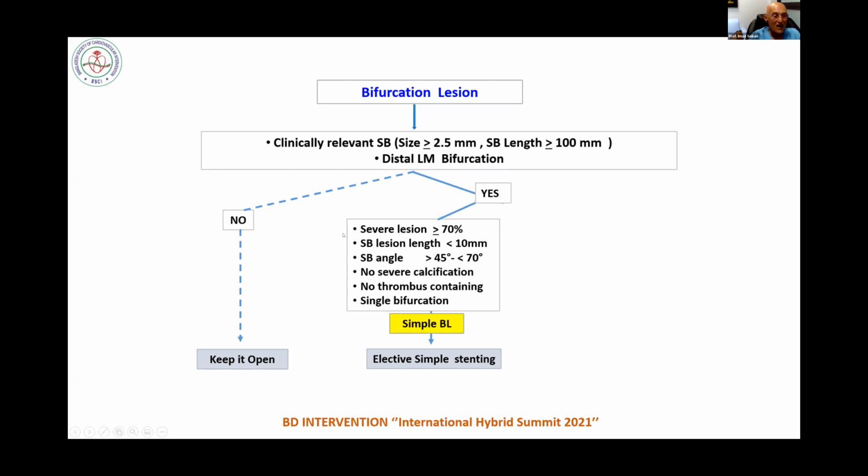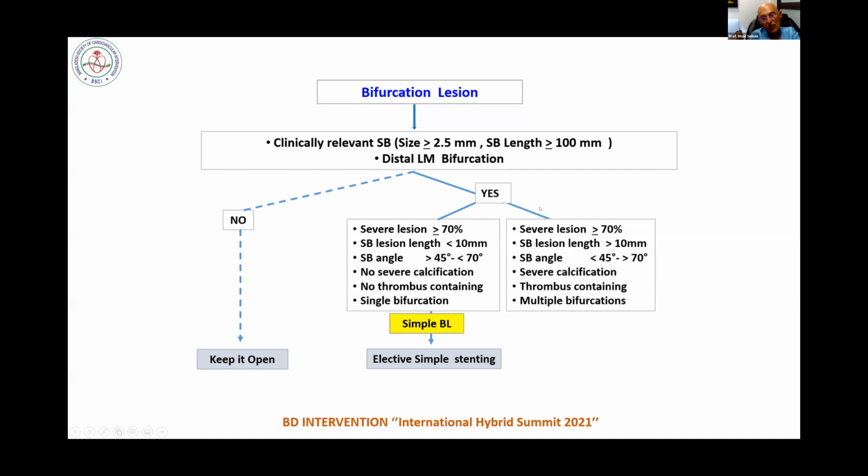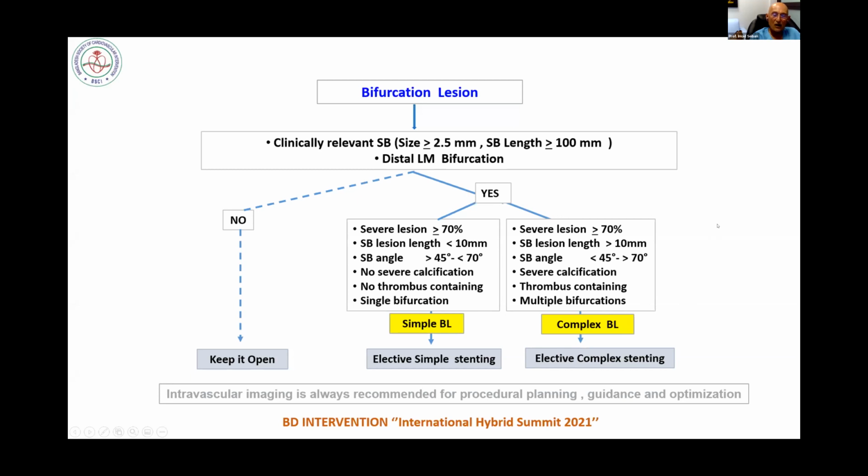And I would say at least 70%, 75% of cases we are doing are included in this kind of lesion. Otherwise, all the other lesions are to be considered complex bifurcation and electively treated by 2 stents. Thank you very much for your attention.